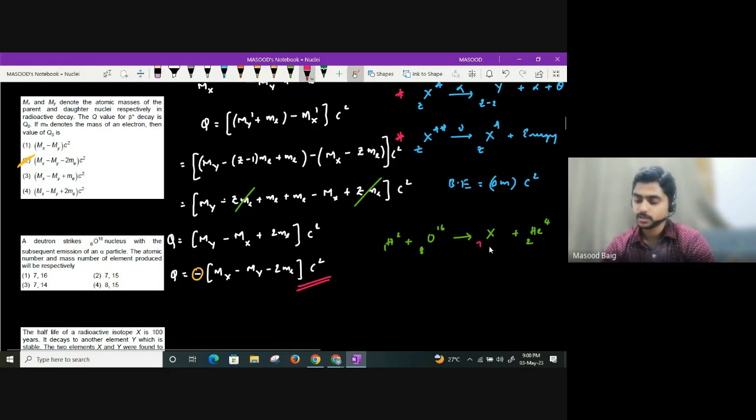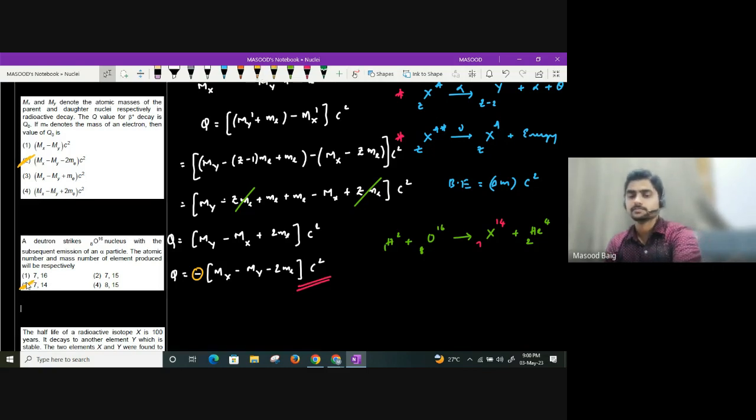We'll get the atomic number as 7. 2 plus 16, we already got 18, and here you have 4, guys. So what should be left out? 14 should be left. So the element which is formed will have an atomic number of 7 and 14 will be the atomic mass or mass number. Understood, all of you?